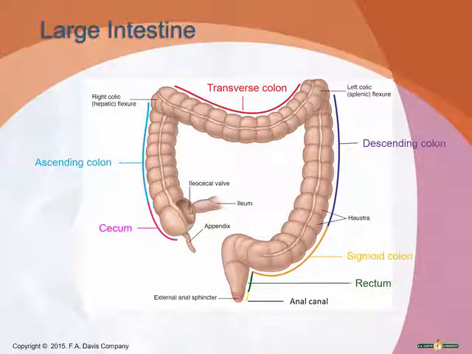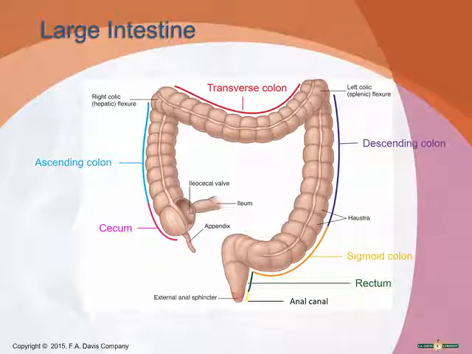The ascending colon, right here, extends up towards the liver, hence the name ascending. It makes a sharp turn at the right colic or hepatic flexure, so it goes up and then it hangs right. There it becomes the transverse colon because it goes across your body. It passes below the liver, the stomach, and the spleen, and then it hangs a quick right and goes downward. It hangs a quick right at the left colic or the splenic flexure. The descending colon extends downward along the left side of the abdominal cavity.